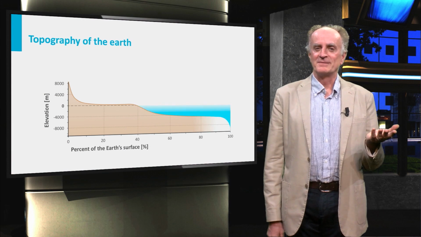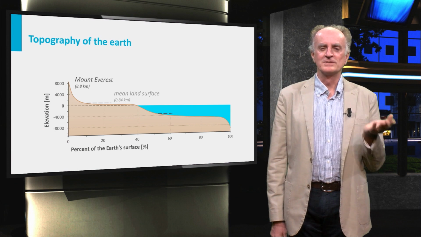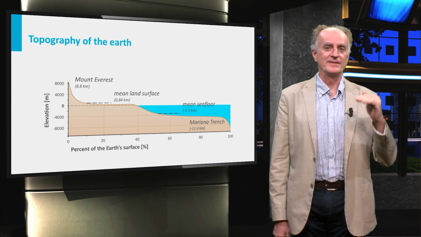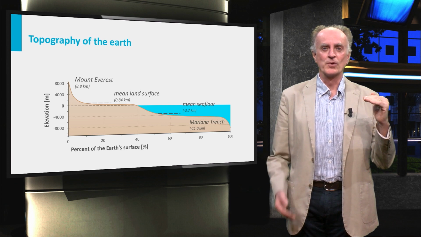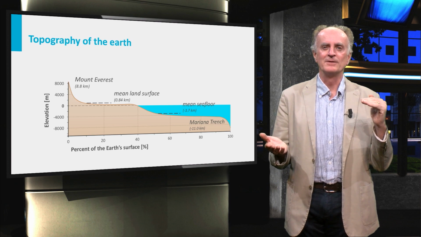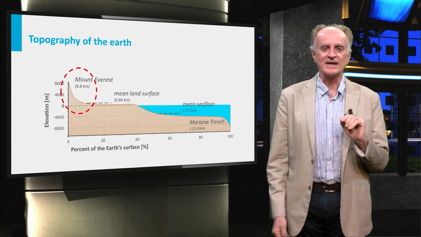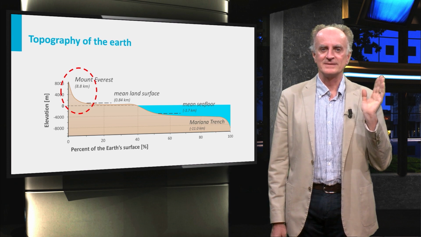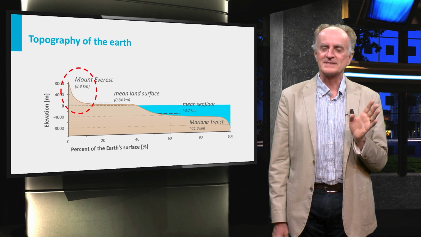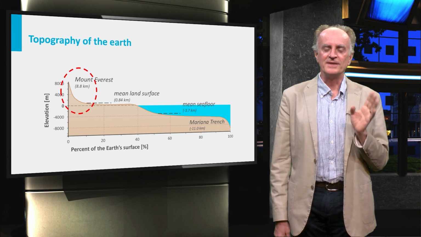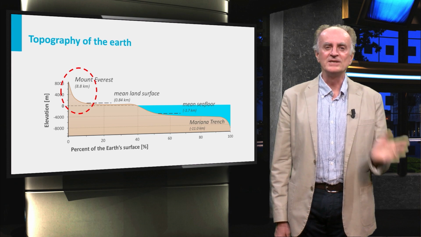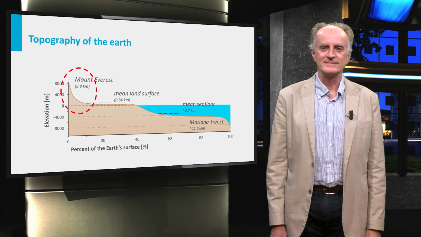You have seen this diagram before. It shows that most of the surface of the Earth is either at 800 meters or at around 3.7 kilometers underneath sea level. Less than 10% is higher than 800 meters. Maybe not very much, but still very important. These are the mountains, major features of our planet.